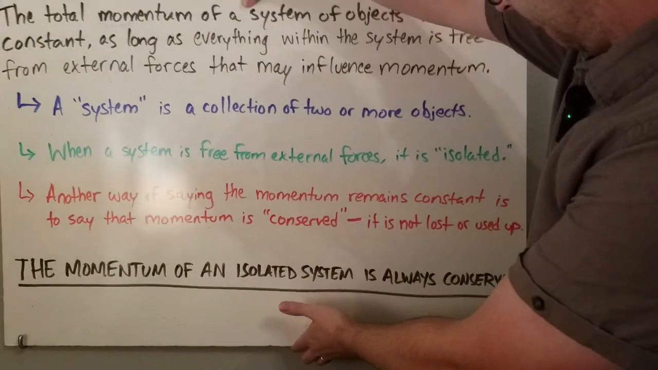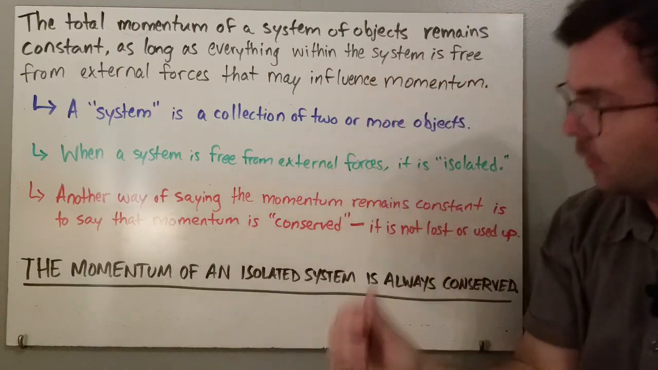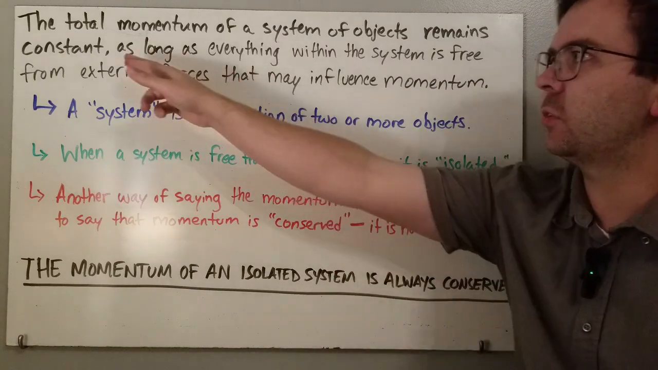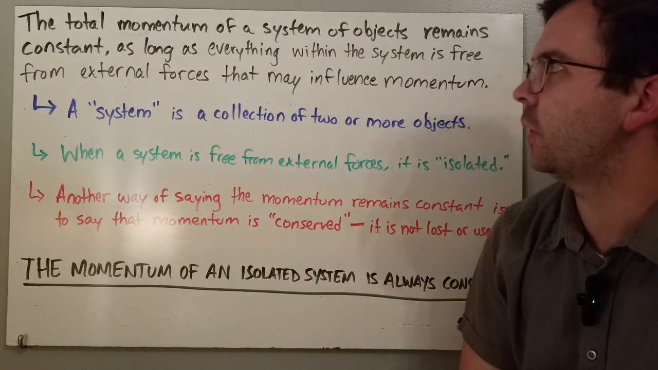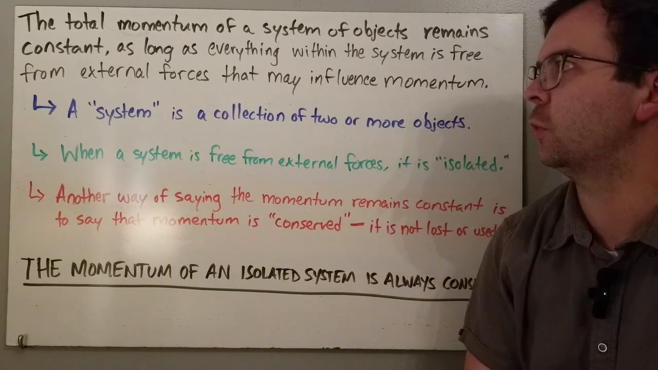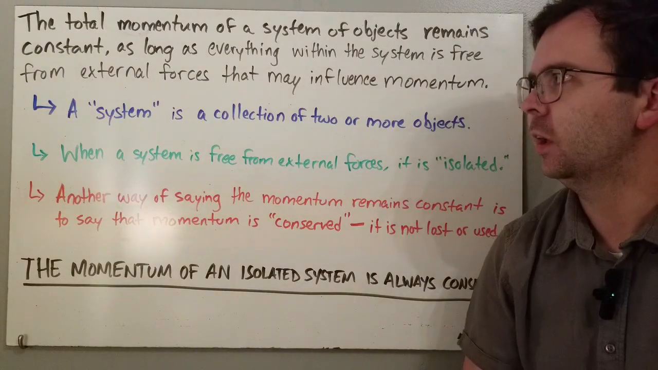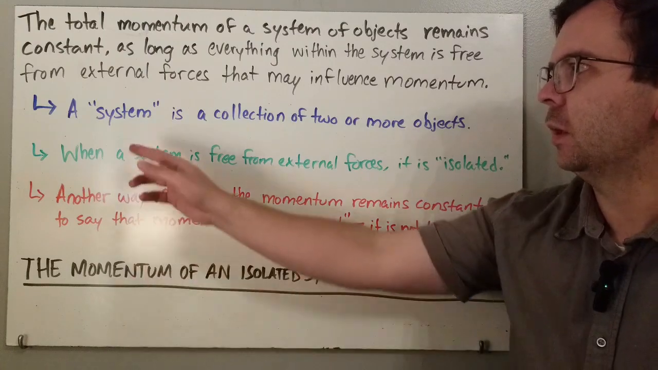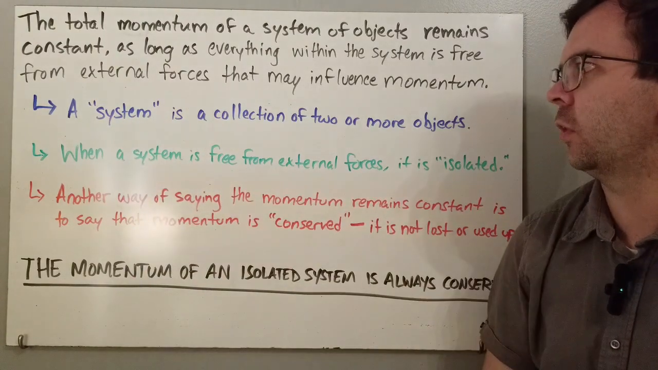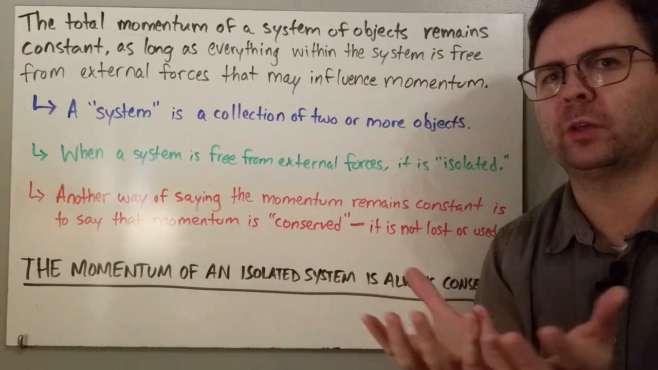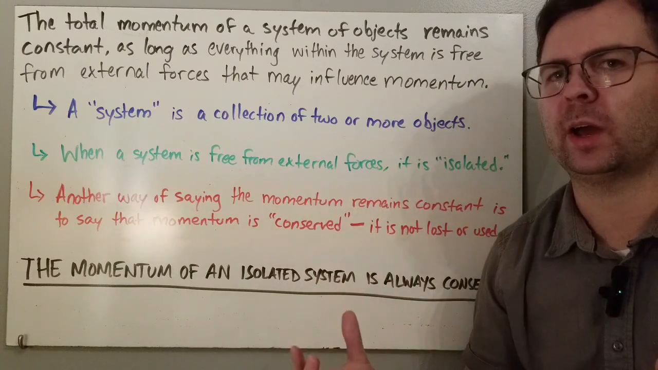So let's talk about this and come up with some conclusions here. The total momentum of a system of objects remains constant as long as everything within the system is free from any external forces that may influence momentum. So free from things like friction that would slow an object down. A system is a collection of two or more objects.